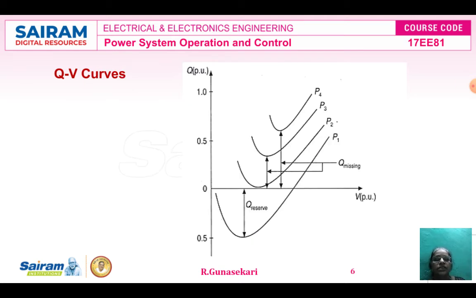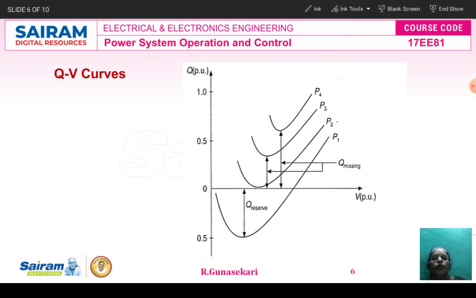Now you see this is the QV curve for 4 different loads, that is P1, P2, P3, P4. Okay, so x-axis is V, the unit is per unit base value, y-axis is reactive power Q, the unit is per unit. All the values are converted into per unit. Now you see for the load P1, the Q reserve is there. Okay, that means the system is stable. That means we can maintain the stability.